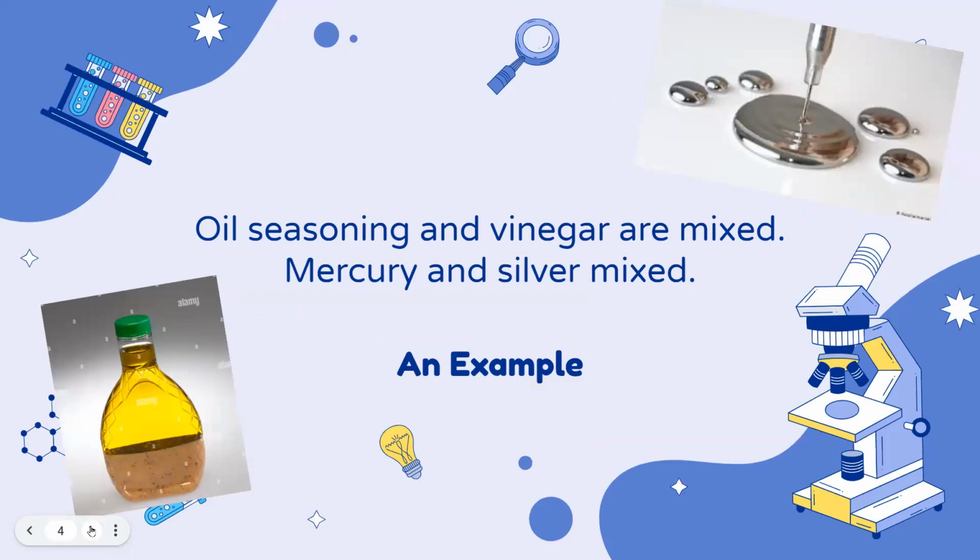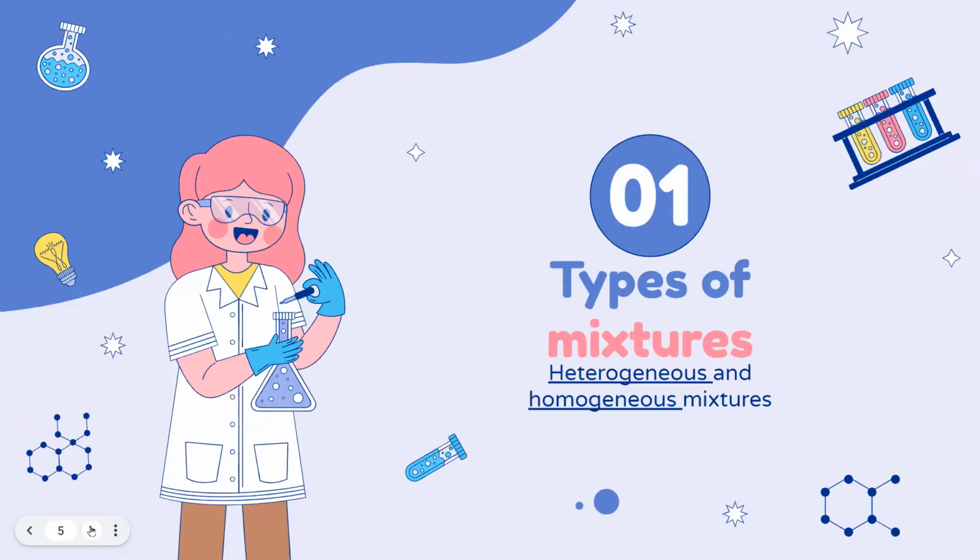Let's take an example. If you look at the picture on the bottom left, we have oil seasoning and vinegar mixed together. In the picture on the top right, we have mercury and silver mixed together as well. When it comes to mixtures, there are two different types: heterogeneous and homogeneous.